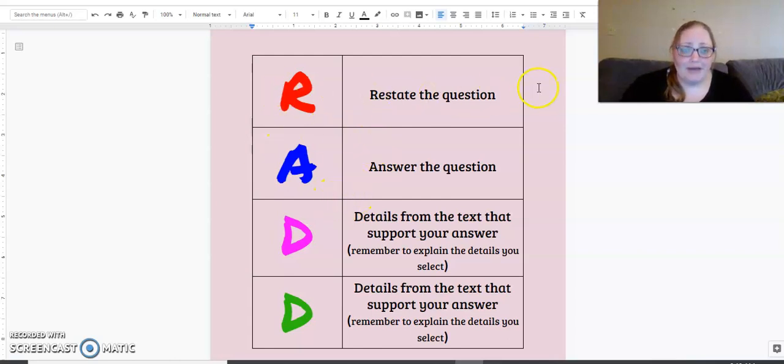Now, just to remind you, R stands for restate the question, A is answer the question, D is provide details from the text to support your answer. And there's a second D also. You need to provide two details to prove your answers. Do remember that anytime you add a detail or a quote from the text, you need to actually explain why you included that information. Why does that detail actually prove your answer?